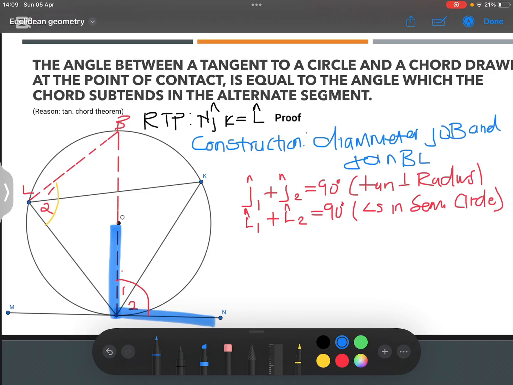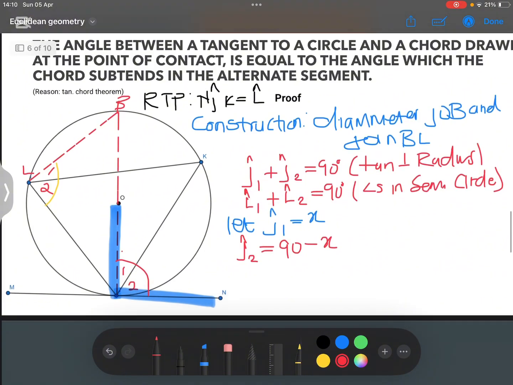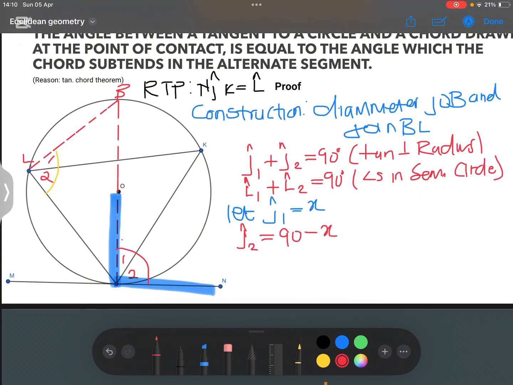So then going forward, to make your life easy, let angle J1 be equal to X. If J1 is equal to X, and we know that J1 plus J2 is equal to 90 degrees, then if we take X to the other side, J2 will be equal to 90 minus X. Am I right?